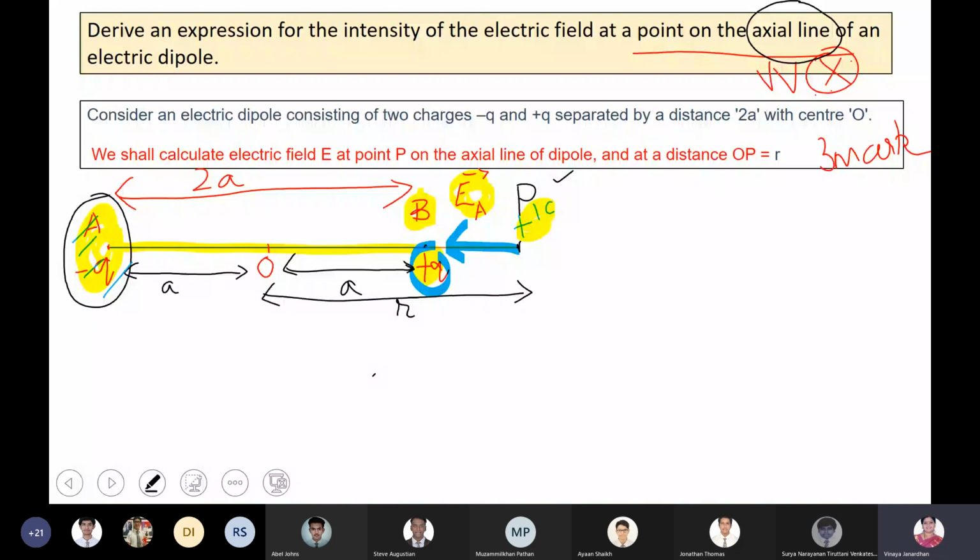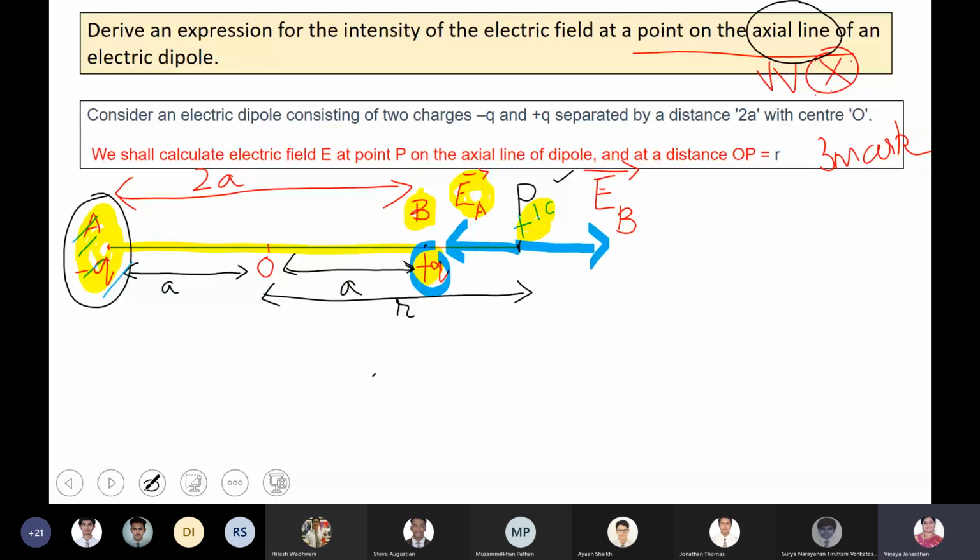Others, are you able to understand? Kavin? So this should be equal to EB vector. Is that clear? Yes, ma'am. Hitesh, is it clear? Yes, ma'am, clear. Diagram is very important. Once you understand the diagram, it's fine.